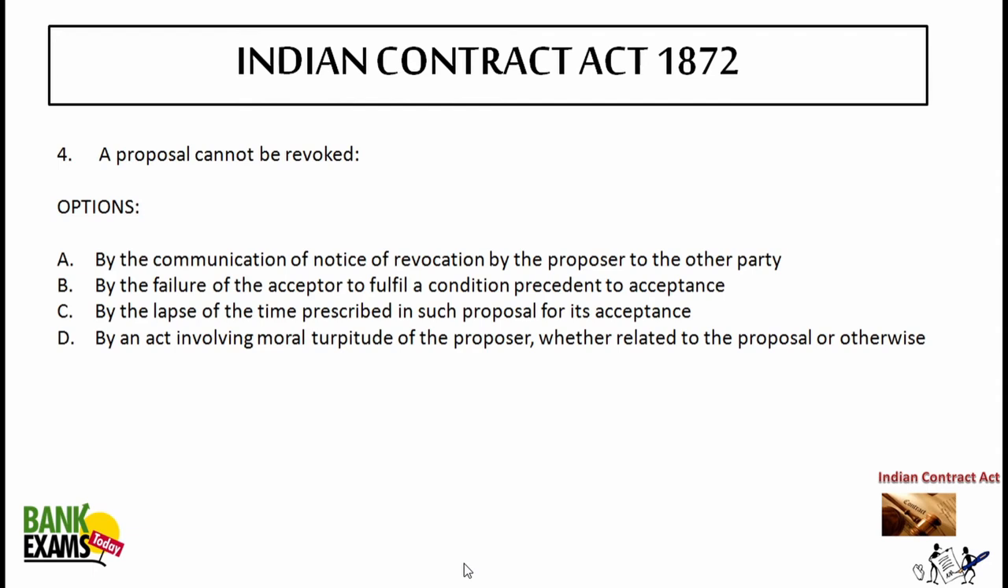Moving on to our next question, question number 4. A proposal cannot be revoked. Options are option A, by the communication of notice of a revocation by the proposer to the other party. Option B, by the failure of the acceptor to fulfill a condition precedent to acceptance. Option C, by the lapse of the time prescribed in such proposal for its acceptance. And option D, by an act involving moral turpitude of the proposer, whether related to the proposal or otherwise. So what is the correct answer? The correct answer is option D, which says by an act involving moral turpitude of the proposer, whether related to the proposal or otherwise.